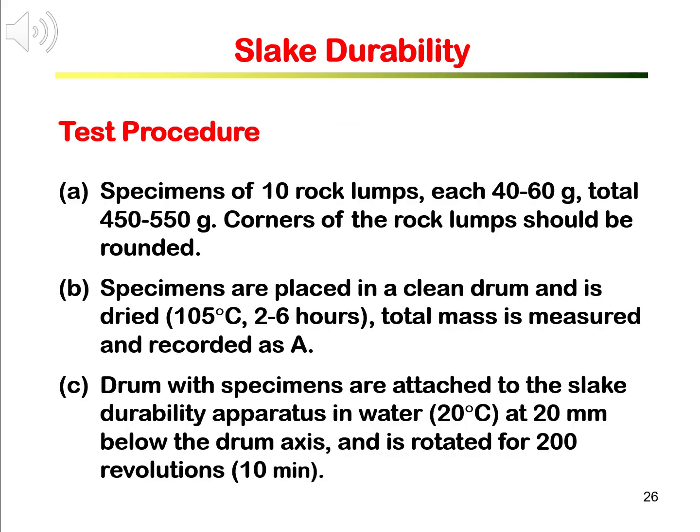Test procedure starts with sample preparation. For each sample, the rock needs to be broken into small pieces of lumps. Each lump should be between 40 to 60 grams. Corners of the rock lumps should be rounded. For each slake durability test, we need 10 small pieces of lump. The total weight of the 10 lumps together should be 450 to 550 grams.